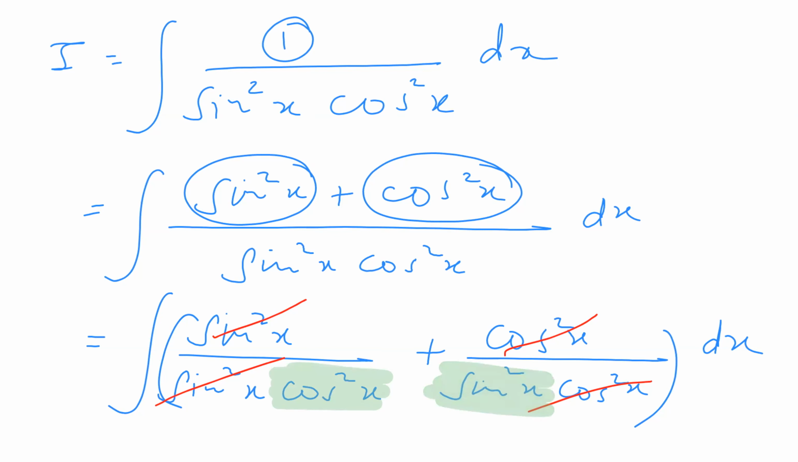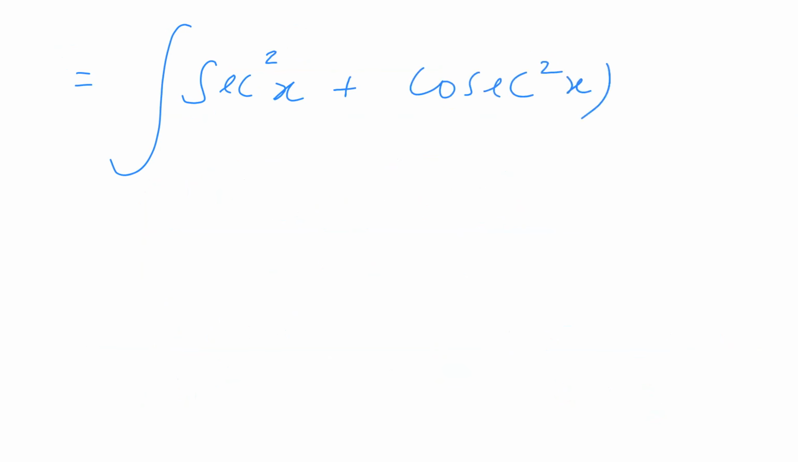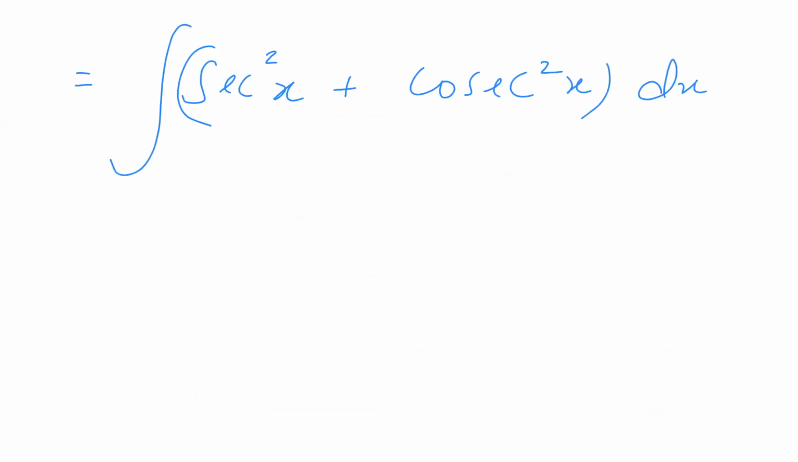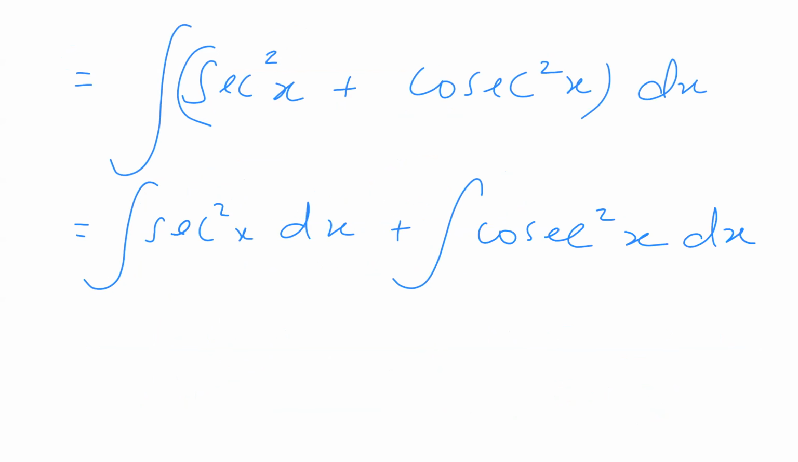Cos square, if it is going in the numerator, it will become sec square x, plus cosec square x, because sin, if it goes in the numerator, becomes cosec square. So this is integration of sec square x dx plus integration of cosec square x dx. Individual integration. So this becomes tan x and this becomes minus cot x as per the integration formula.